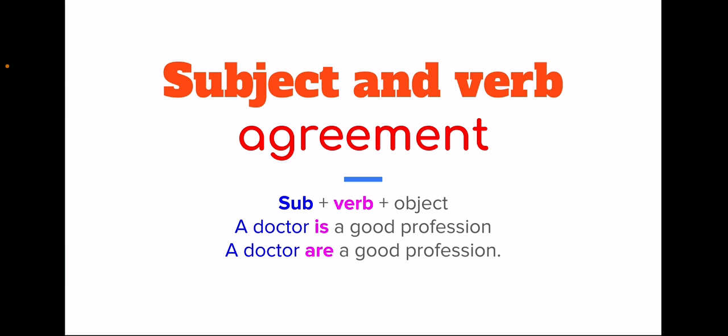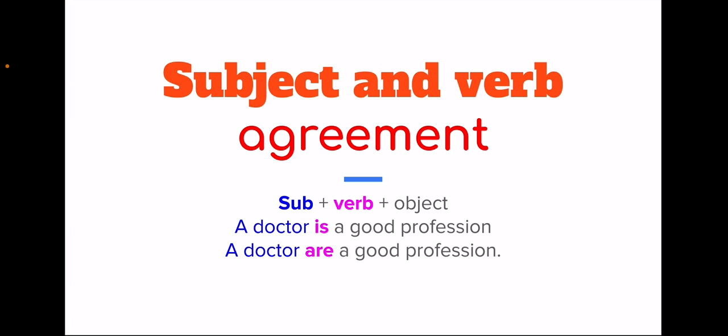Okay, so you know what a subject is. A subject is a doer of an action. The one who is doing something, we call them a subject. And a verb is an action. So in the sentence below, you can see that a doctor is a good profession. And below, a doctor are a good profession.